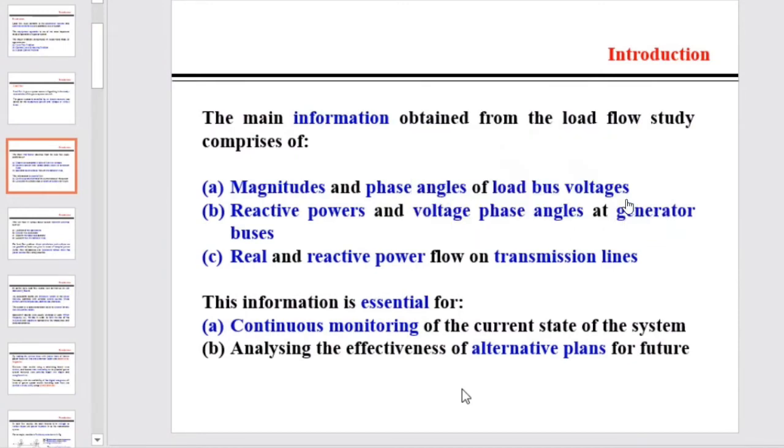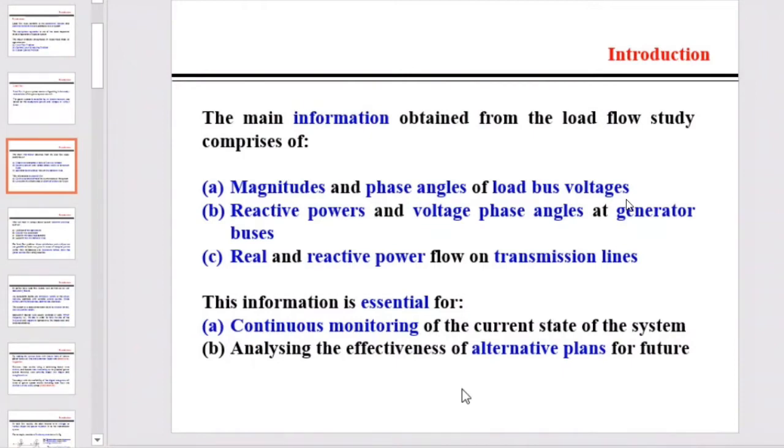So the information that we get from the power flow studies, we use them for planning purposes. And the planning also falls somehow in the continuous monitoring. So there are two main categories in which we use this information from the load flow study. The first is continuous monitoring of the current state of the power system, meaning each and every second we're looking at what is happening in the power system and we make sure that it's steady. We cannot have an unsteady or unstable power system.